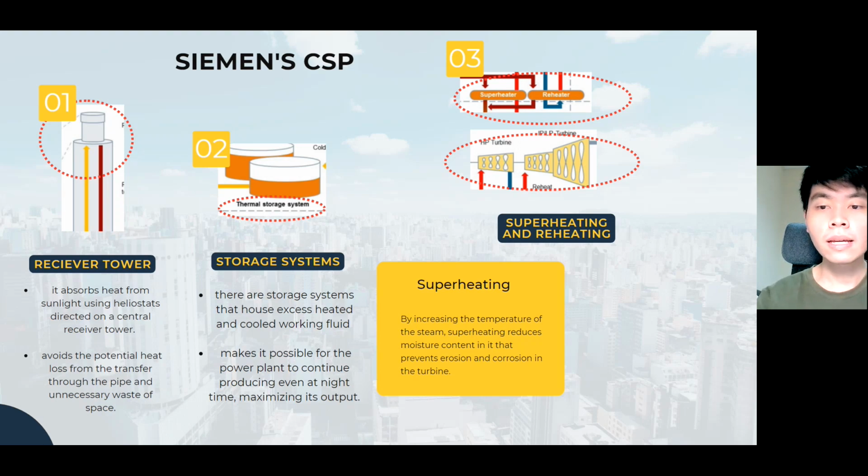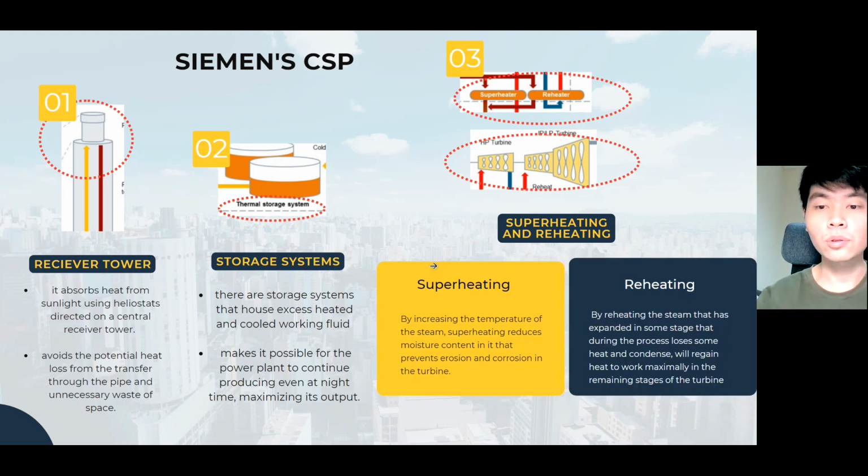Just a brief background. Superheating is the process of increasing the temperature of the steam above the temperature at which it changes from liquid to gas. By increasing the temperature of the steam, superheating reduces moisture content in it, and this prevents erosion and corrosion in the turbine.